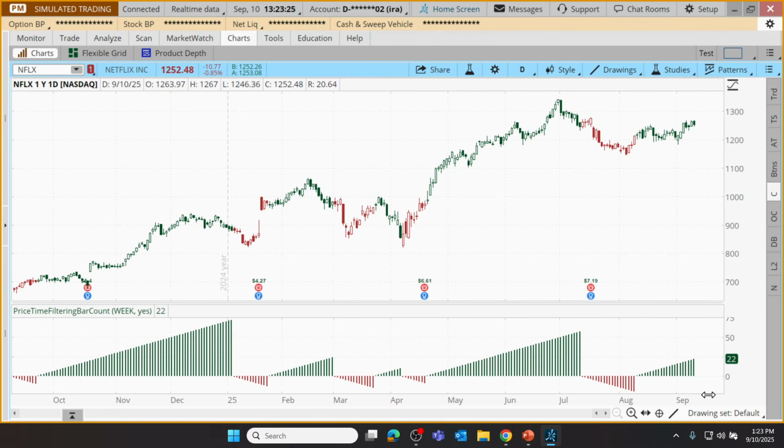And what some traders will use this for is the identification of short-term trends. So let me take just a moment to explain how this tool is built. Then we'll discuss how it might be used. And I want to give you some additional resources to supplement your understanding of the price time filtering bar count indicator. So let's focus on the green.